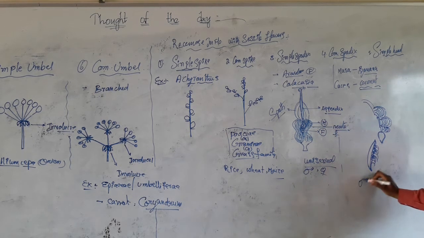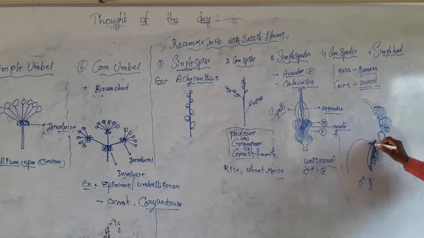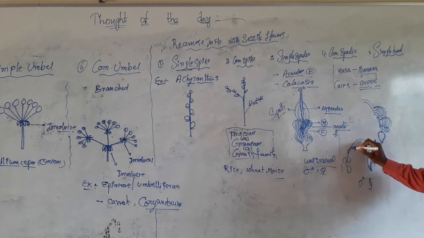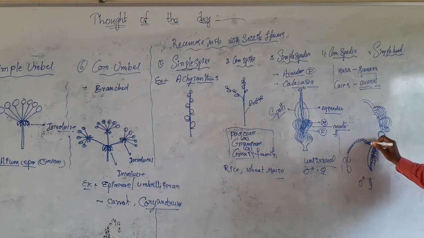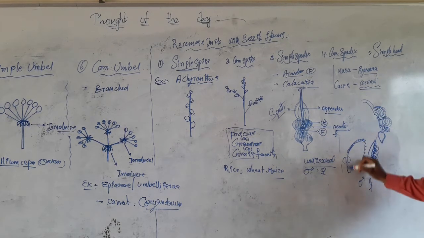Here also male flowers and female flowers are there. These are female flowers, usually at the base. This is also represented by a number of male flowers like this. Even the fruits have a golden appearance. It is a branch.